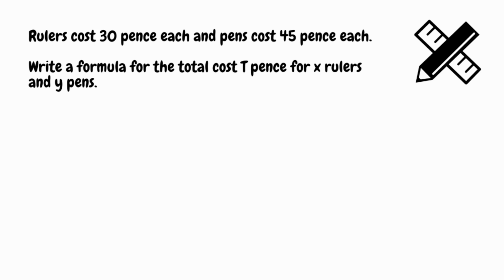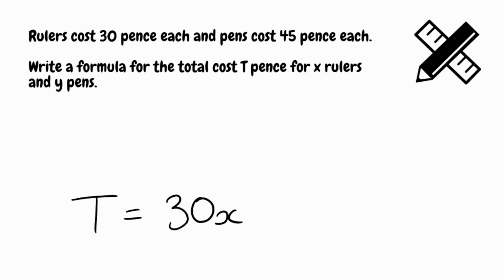So the subject of our formula is going to be t. And that's going to be for the total cost of x rulers and y pens. So how do we figure out how much the rulers would cost? Well, we take the amount that each ruler costs, which is 30p each, and we'd multiply that by the amount of rulers that we bought. So we'd simply do 30 multiplied by x. That's just going to give us 30x. So that would be the cost of the rulers.